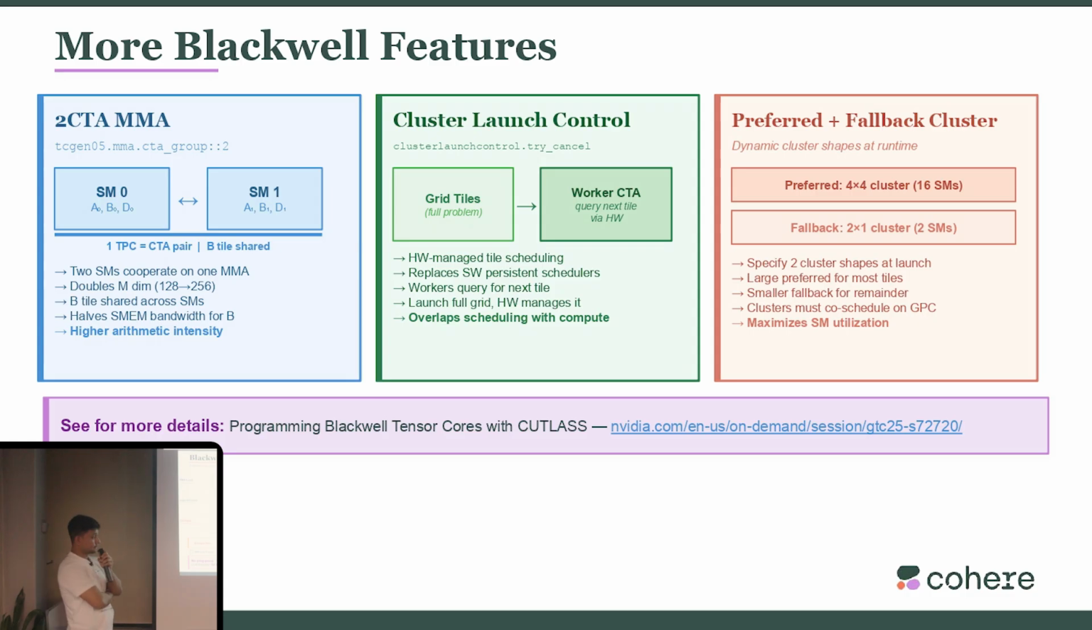For TMA load, tcgen05.mma and epilogue, which one is performing which operation? The TMA load is loading from global memory to shared memory. Then you have MMA, which directly takes inputs from shared memory and does the MMA. And then it stores in tensor memory.